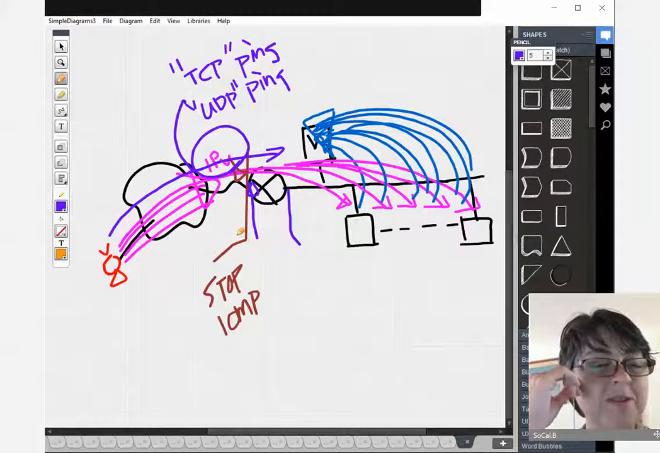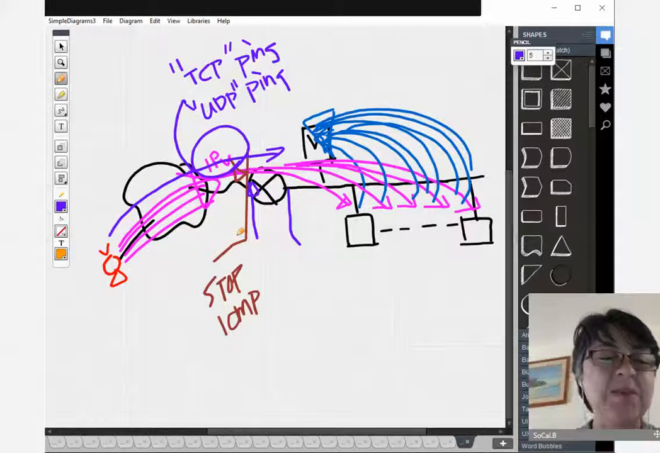No, it's not one of those. So the TCP ping and UDP ping is called a Fraggle attack.